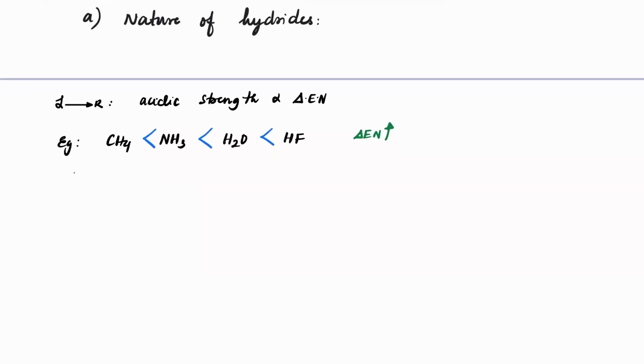So acidic strength would be varying this way. And this logic follows even in the case of the next group elements, silicon, phosphorus, sulfide, and chloride. Here also, acidic strength varies this way. Got it? So these two are acidic strengths.